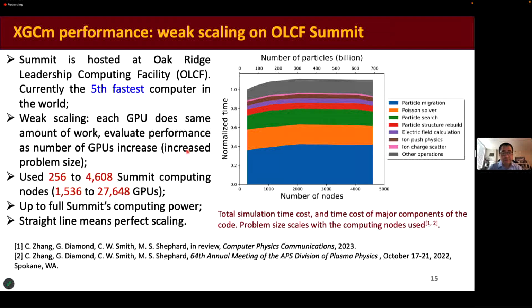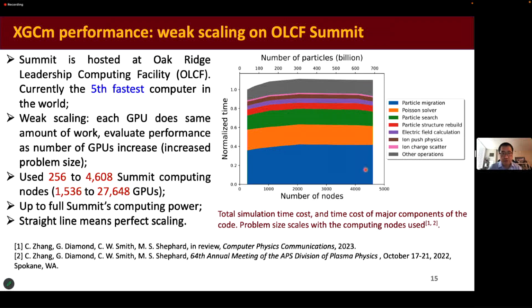So here is the result. Basically, you can see a straight line means very good, very perfect scaling. We have pretty good scaling when using 256 to 4600 nodes.